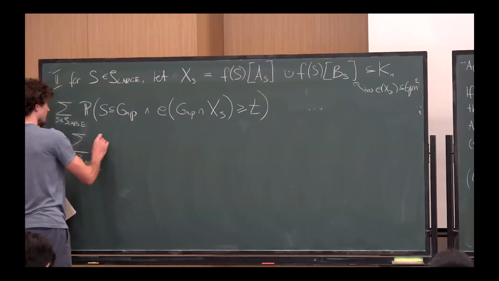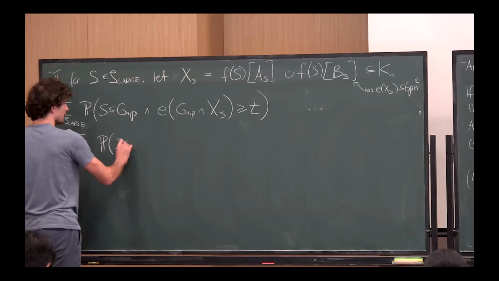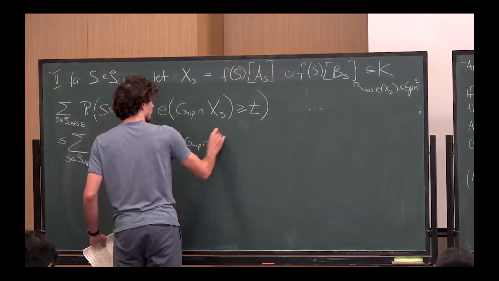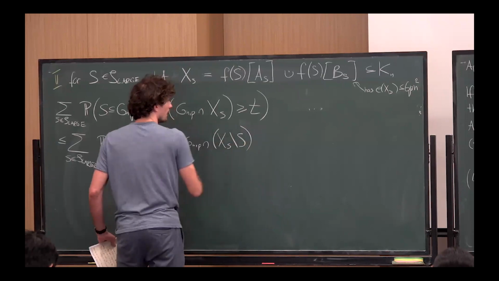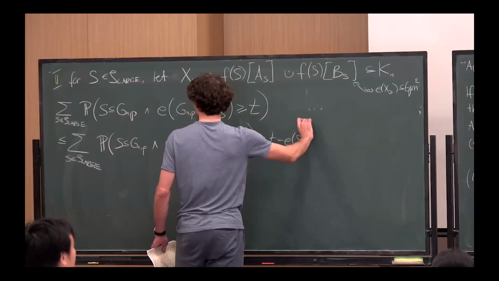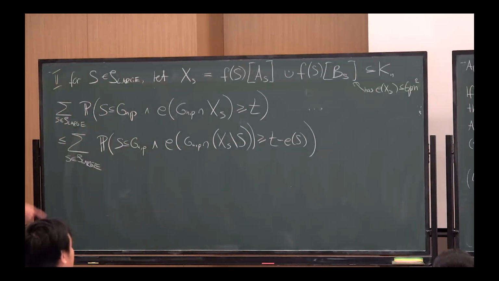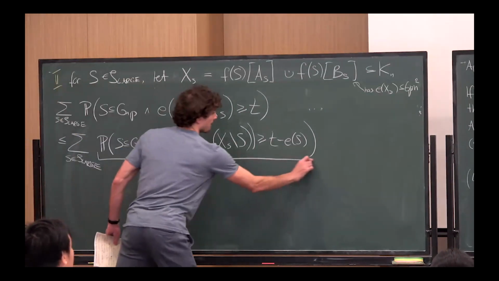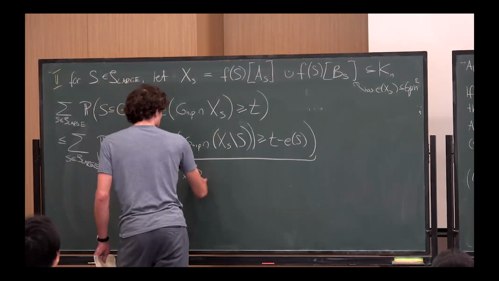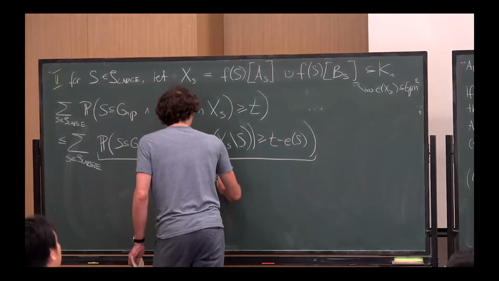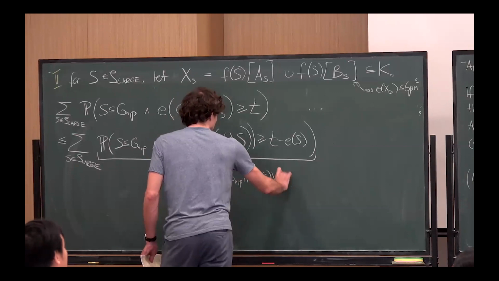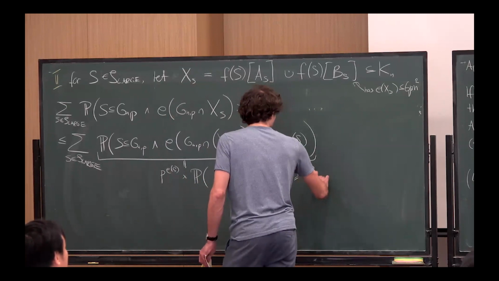of being complete, this is at most the probability that S is in G and P. And now the number of edges that G and P puts in XS without S, well, it's still at least T minus the number of edges of S. Now these events become independent. So this is in fact equal to P to the number of edges of S times the probability that the number of edges of G and P in this set XS minus S is at least T minus the number of edges of S.